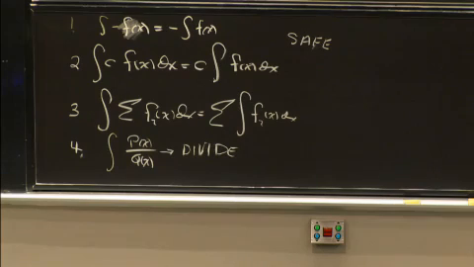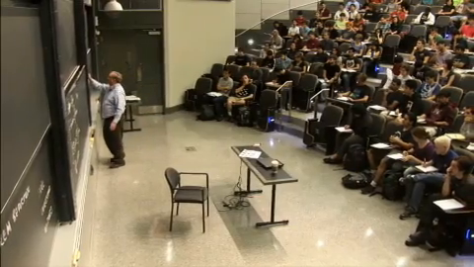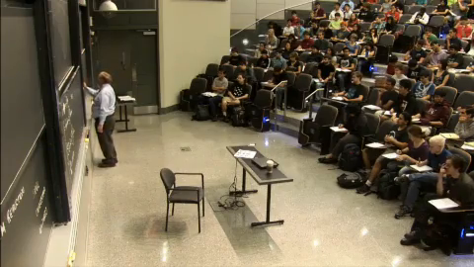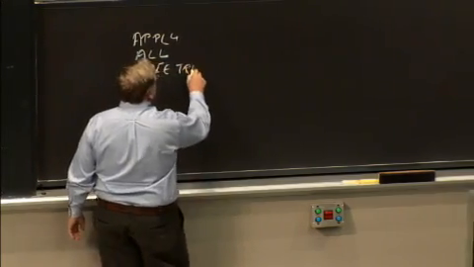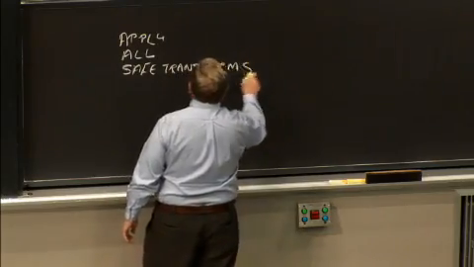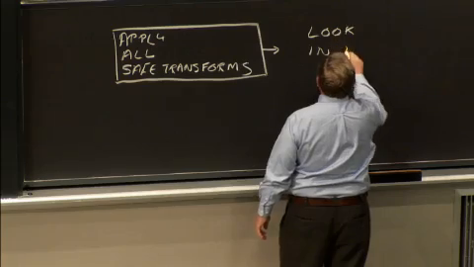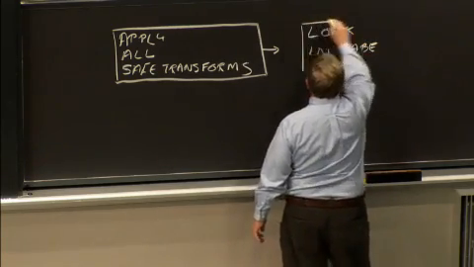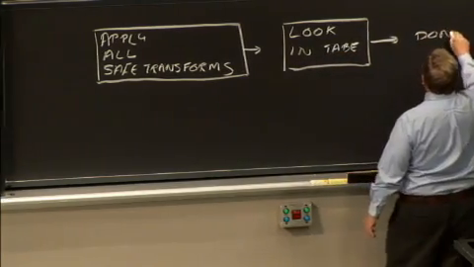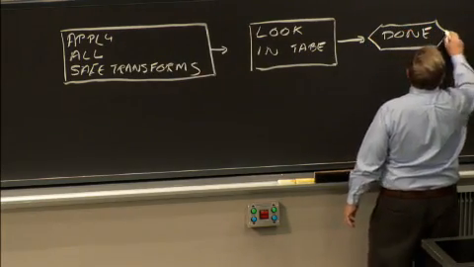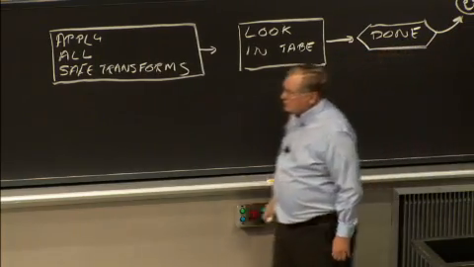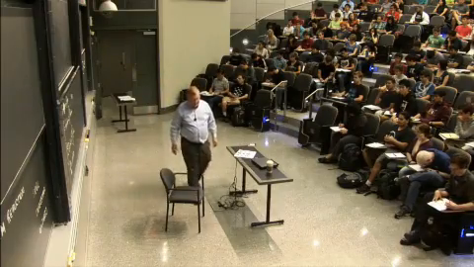So let's see how we would put this into some kind of procedure. Some kind of framework for deploying the knowledge that we're beginning to develop. What we're going to do is apply all safe transforms. That's our first step. Then we're going to look in the table. And then we're going to do a test to see if we're done. And if we are, we report success.